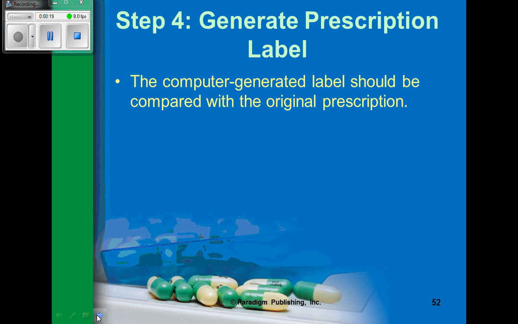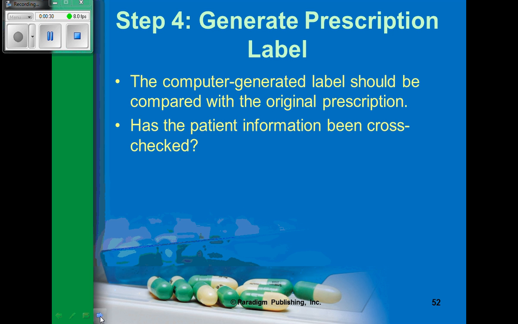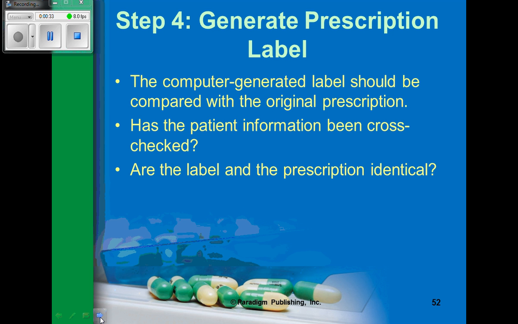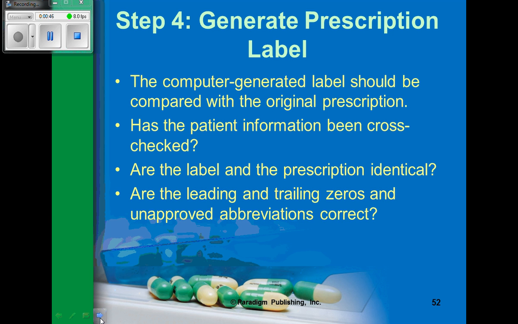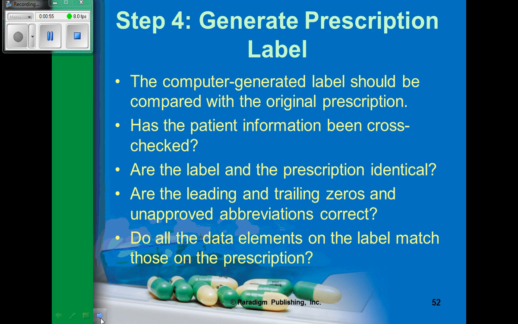The computer-generated label should be compared with the original prescription. Has the patient information been cross-checked? So make sure you have the correct name and the date of birth, for example. Are the label and the prescription identical? So with the medication information like the drug, the dosage, the concentration, the route, patient information, physician information. Are the leading and trailing zeros and unapproved abbreviations correct? Is everything double checked if needed? Do all of the data elements on the label match those on the prescription?